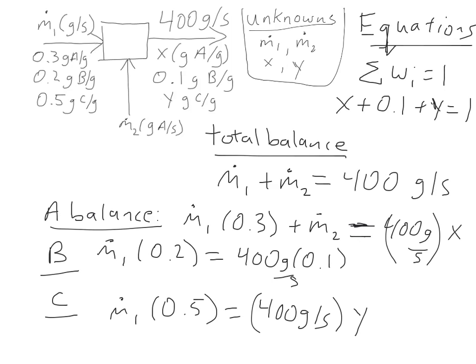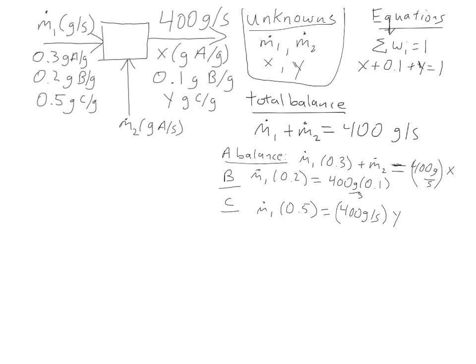So for A, I just took M1 times 0.3, and that will tell me how much A is flowing in this stream here, and that's what I got right here, plus M2, which is pure A, is equal to the amount leaving, which is 400 times X. That's where I get this 400 times X here. And I just did the same thing for the B and the C. In this case, we only have B coming in stream 1, we only have C coming in stream 1, and then we have the flow rates multiplied by the mass fractions there. And now I'm in pretty good shape that I can go ahead and start trying to solve this problem.